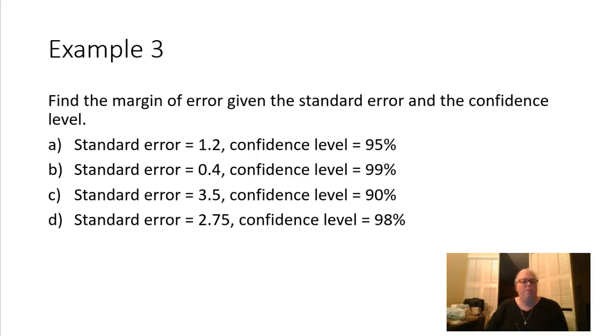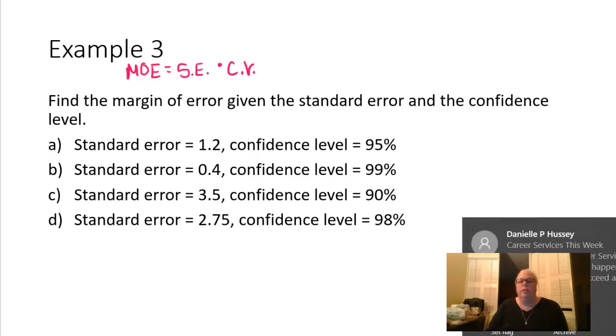Example 3. Find the margin of error given the standard error and the confidence level. All right, the margin of error is just our standard error times our critical value. Now, the critical value is going to come off of table A3, and that's going to depend on what our confidence level is. In this case, our percentages.